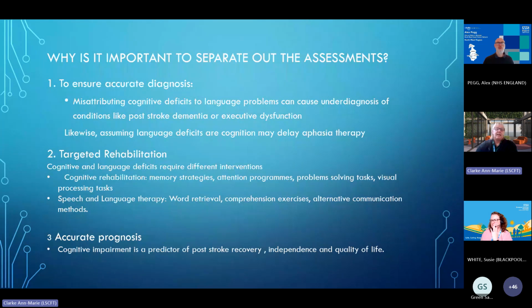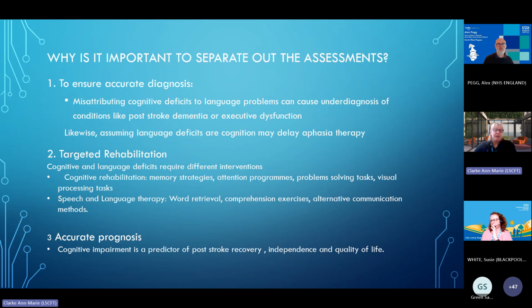So why is it important to separate out the assessments? Basically to ensure an accurate diagnosis, like we've said. Misattributing cognitive deficits to language problems can cause underdiagnosis of things like post-stroke dementia or executive dysfunction. And likewise, assuming language deficits are cognition might delay the aphasia therapy if we've not interpreted that correctly.